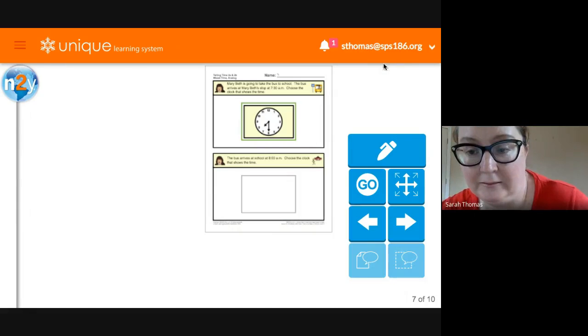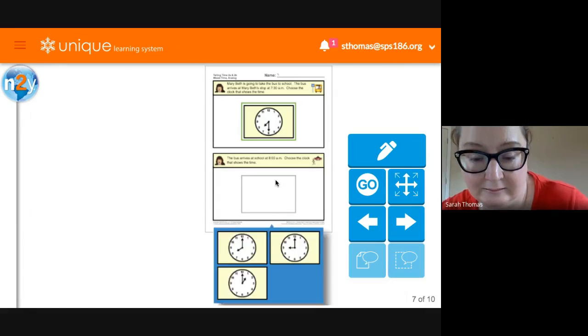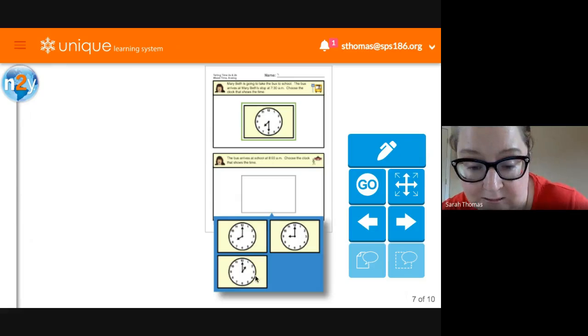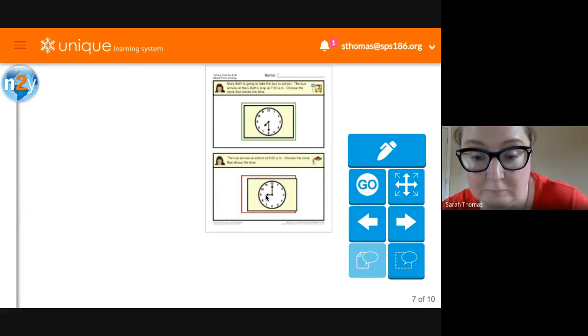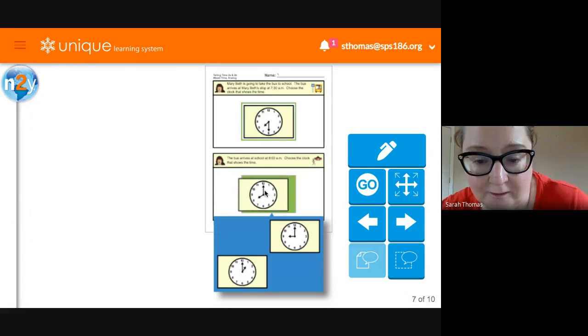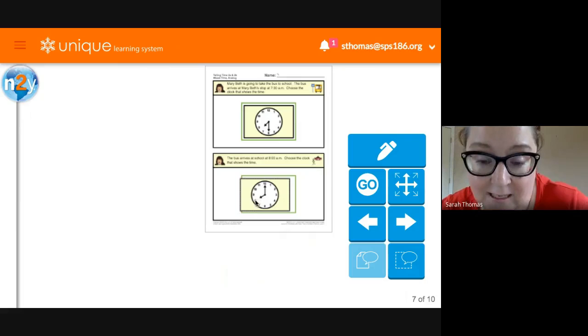It's not C. Is it A or B? B. Oh, it's A. Okay, you see how that works? The clock, the little hand is pointing to the 8, and the big hand is pointing to the 12, and 12 means o'clock.